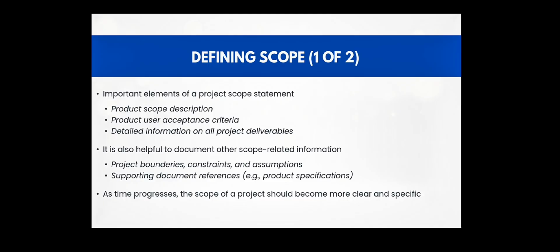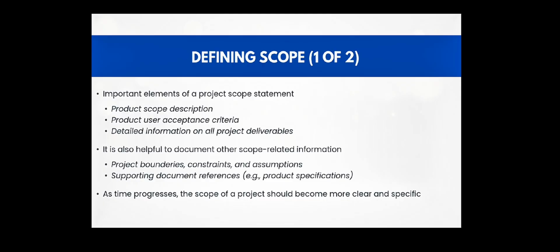First is the product scope description. The product scope description is a document that clearly states what a project will deliver. It ensures everyone knows what the final product will be, its features, and how it should work.